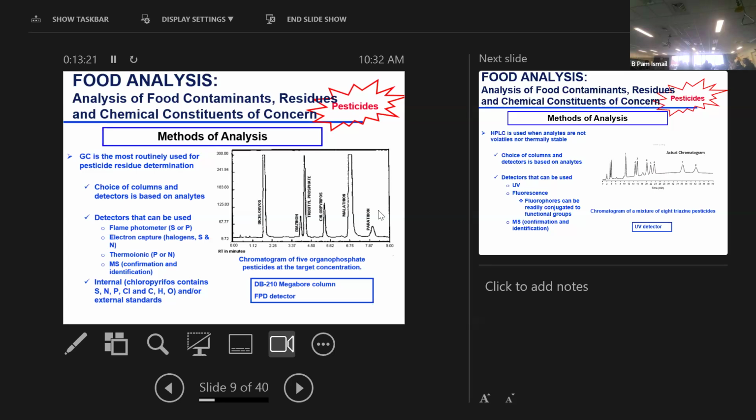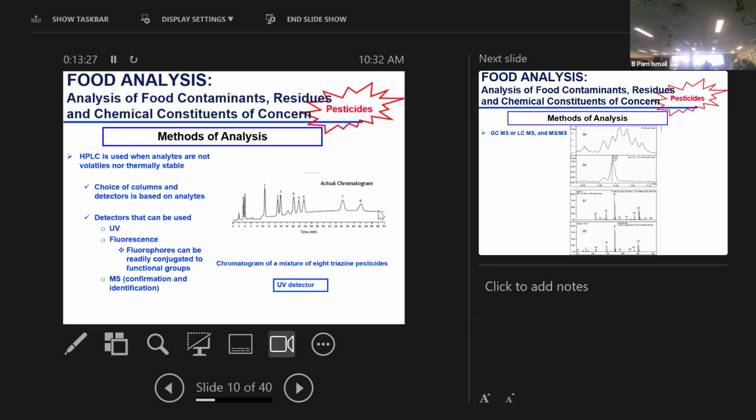So we choose columns and detectors. And then we can also do mass spectrometry on them for detection. HPLC is used when your pesticide is polar, thermally labile, not stable, and non-volatile. So you don't want to do derivatization, you just do HPLC.